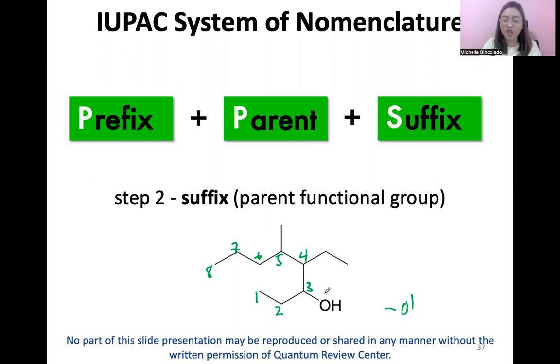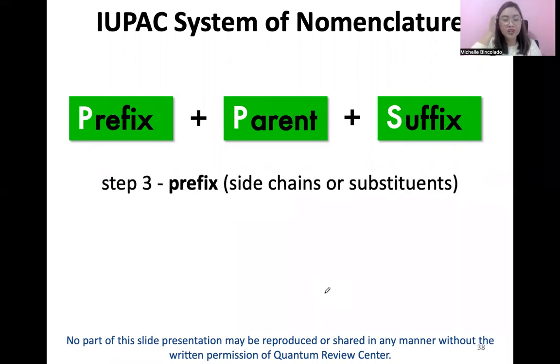Kasi 8 carbon chain, yun ang kanyang longest hydrocarbon chain, yun ang kanyang parent, at tapos meron siyang hydroxy group, so it's an alcohol, octanol. So, yung octa, 'di ba, galing doon guys sa stem ng octane, tapos yung ol, suffix for alcohols. Okay, next, step 3 is to attach the prefixes. These are the side chains or substituents.